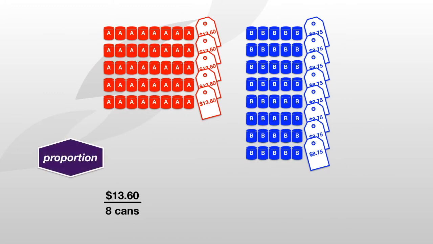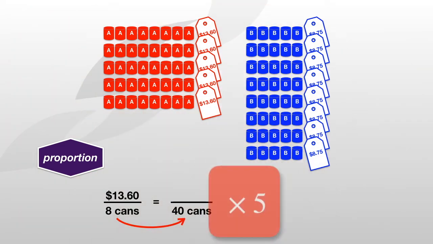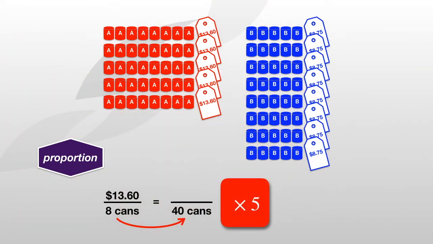We can write a proportion to express the relationship. A proportion is an equation that says that 2 ratios or rates are equivalent. To make the number of cans for brand A equal to 40, we multiply 8 cans by 5. Applying this same multiplier to the cost, $13.60, gives $68.